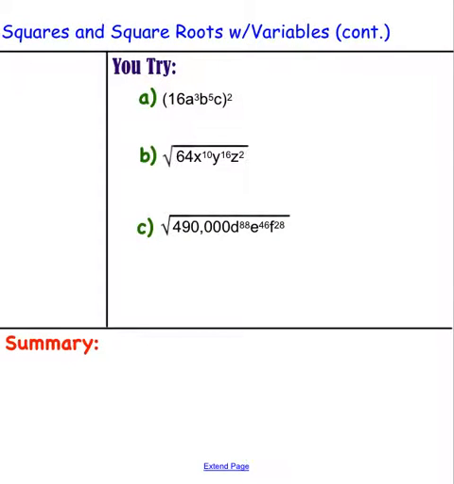Your job now is to try these 3 try problems and bring them to class with you tomorrow, along with your questions and having filled out the form.